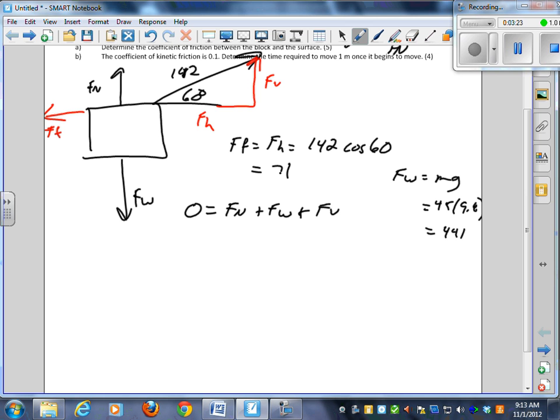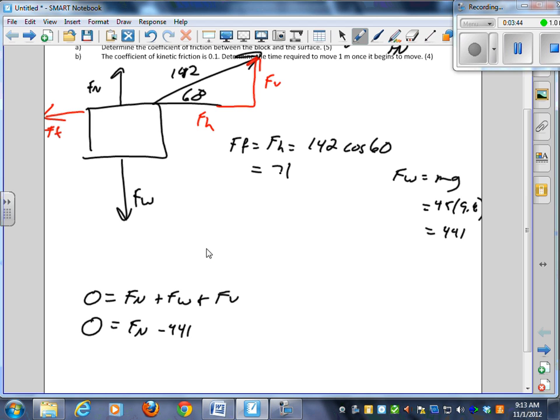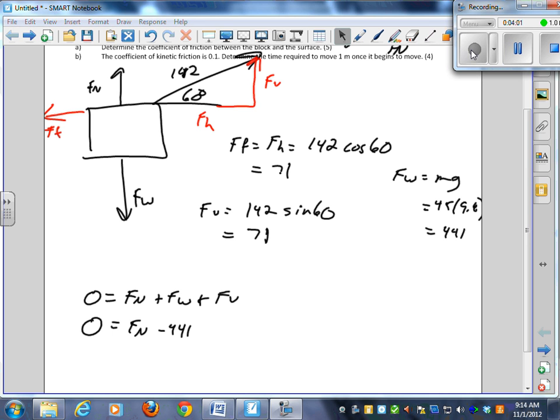Okay, so now let's fill in here. I've got 0 equals the normal force, which is what I'm solving for. My weight force, because it's down, is going to be minus 441. And my vertical component, oh, I don't have that yet either, do I? You're going to be mad at me. FV is going to be 142 sine 60, 71. Okay, now I'm in good shape. So now I've got my vertical component. Now it's up, so that's going to be plus 71.